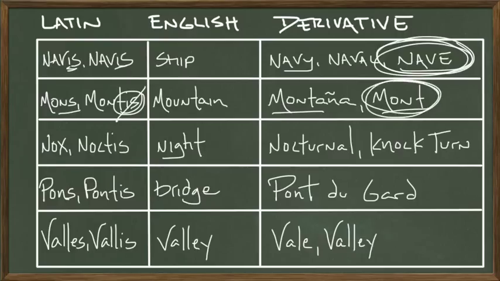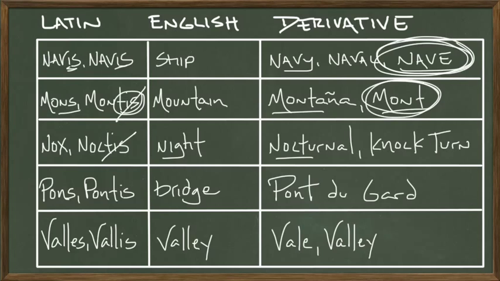Okay, nox means night, another third declension I stem noun. To find the root word, you drop the is ending, so the root word is noct. This means night. Noctis means of the night. This is where we get nocturnal. Creatures that are nocturnal stay up at night.